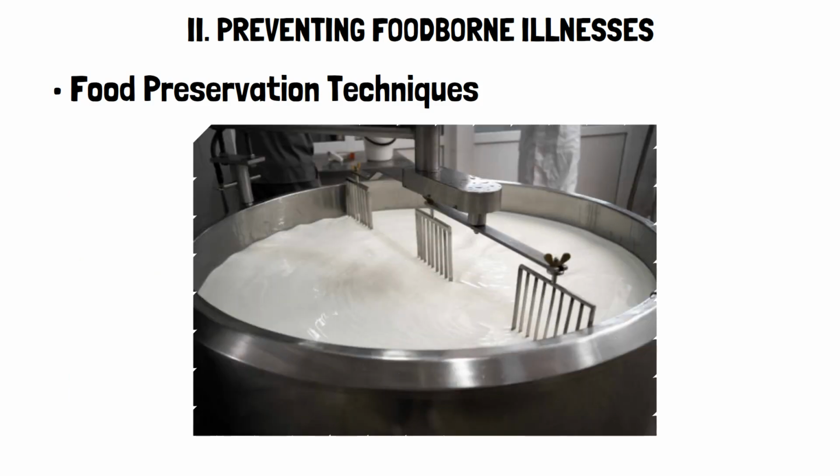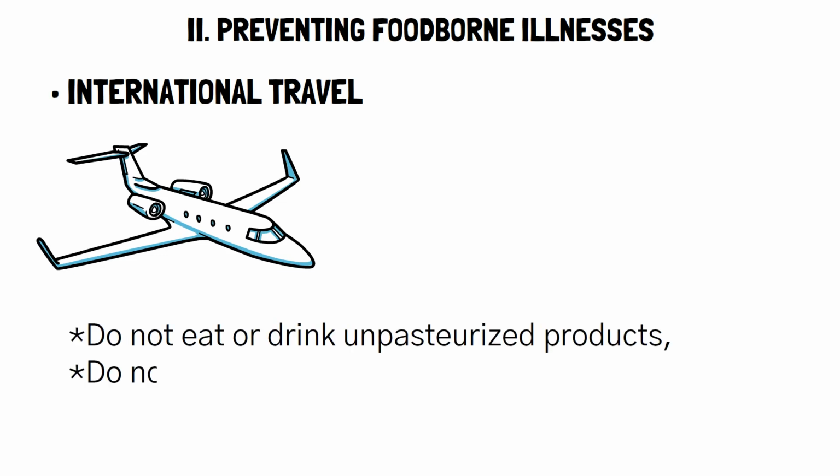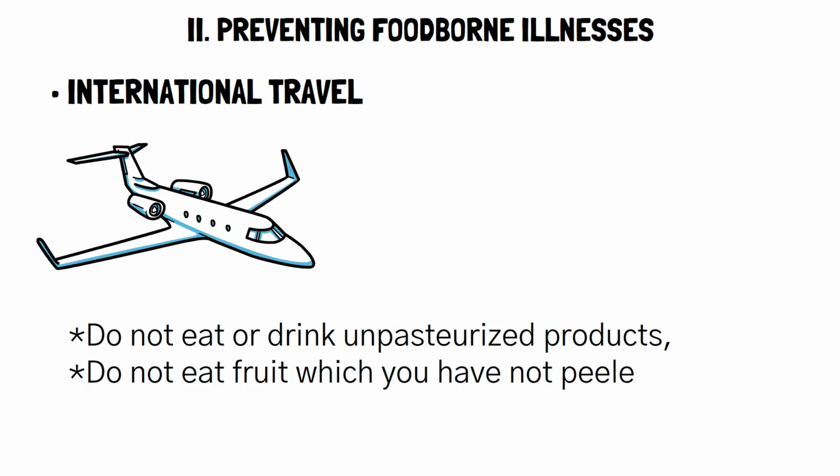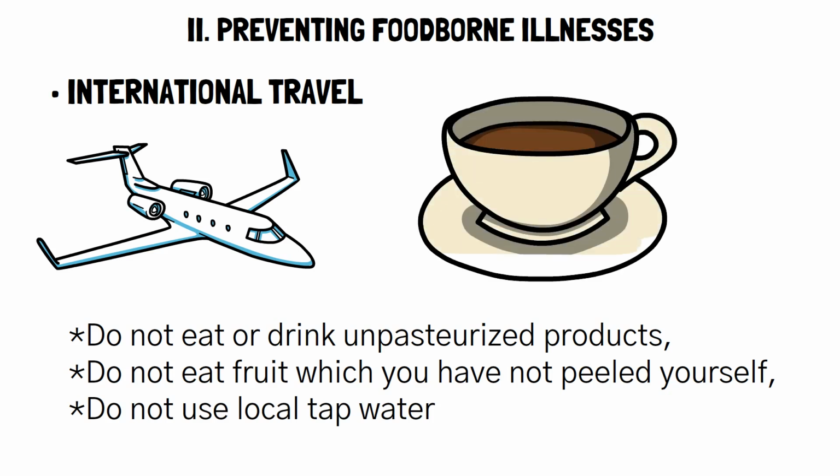Food preservation techniques. When preserving food, be sure to use proper techniques during canning, irradiation, or pasteurization. Each of these prevents the growth of harmful pathogens. International travel. When traveling internationally, some items to keep in mind: do not eat or drink unpasteurized products, do not eat fruit which you have not peeled yourself, do not use local tap water. Rather than drinking water, drink coffee and tea instead because cooking the water will kill any pathogens within it.